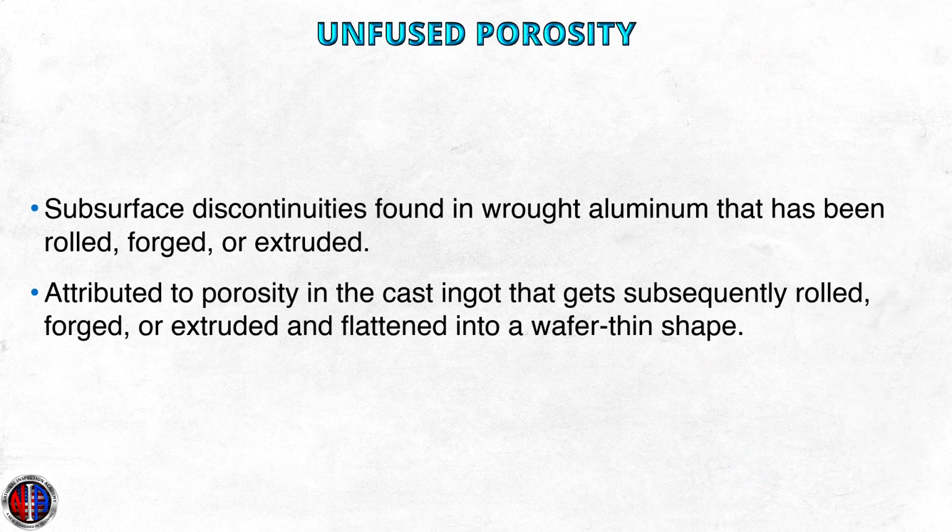Unfused porosity. Unfused porosity comprises subsurface discontinuities found in wrought aluminum that has been rolled, forged, or extruded. Unfused porosity is attributed to porosity in the cast ingot that gets subsequently rolled, forged, or extruded and flattened into a wafer-thin shape.